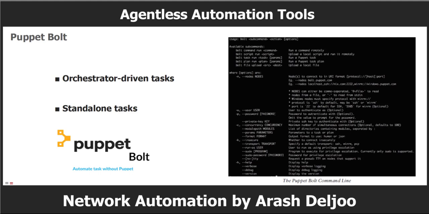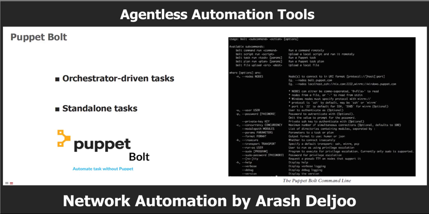and Puppet Agent. As mentioned earlier in this video, Puppet is used to ensure configuration on a device and can periodically validate that the change or a specific value is indeed configured. Puppet Bolt allows you to execute a change or configuration immediately and then validate it. There are two ways to use Puppet Bolt. First, orchestrator-driven tasks and also standalone tasks.